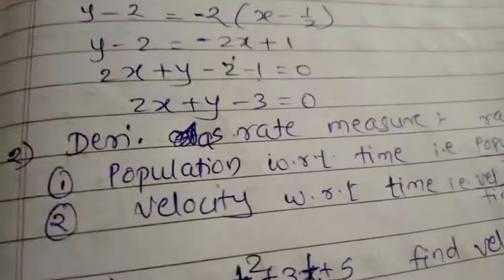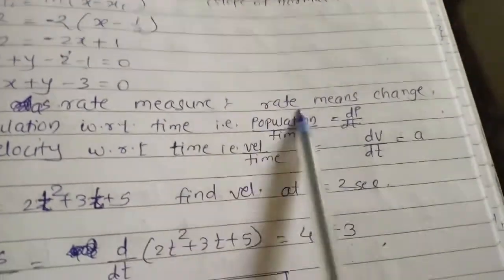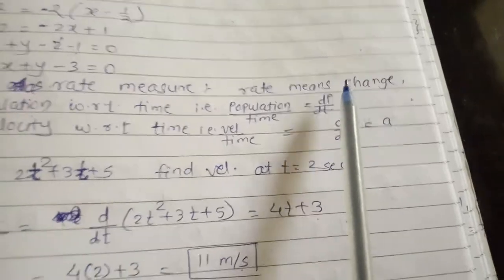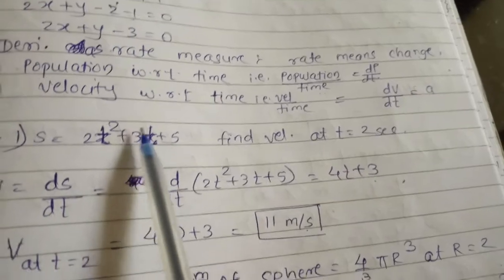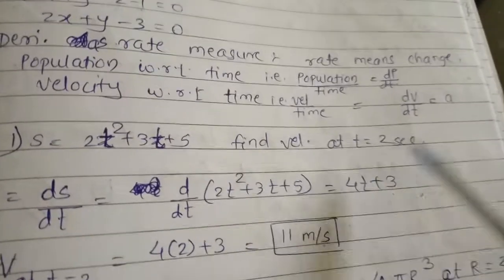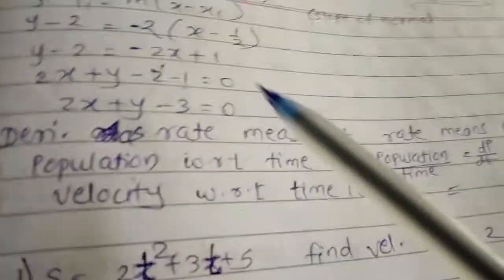Now see the next concept, that is the derivative as a rate measure. So what is the rate? Rate is nothing but the change. So in physics you learn about how to find out the velocity, how to find out the acceleration. So you know the velocity is nothing but the rate of change of displacement, as well as rate of change of velocity is nothing but the acceleration. So same concept we have to use here using the derivative.